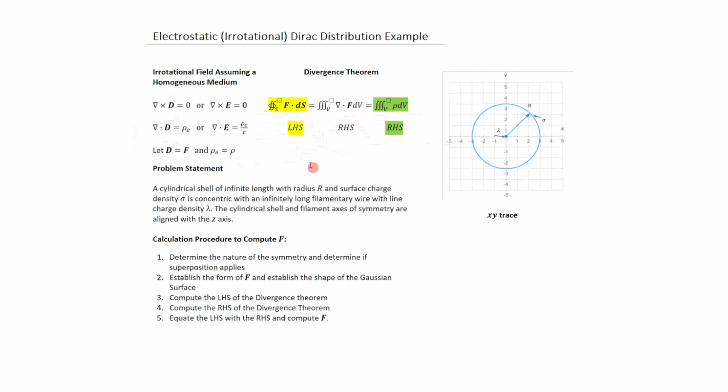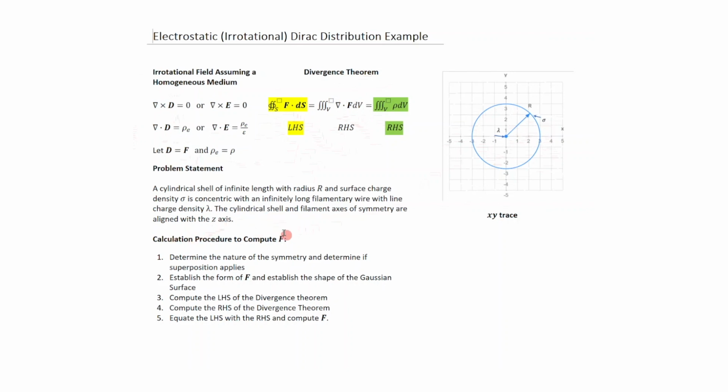So let's look at the problem statement. We have a cylindrical shell of infinite length with radius r, and a surface charge density sigma, concentric with an infinitely long filamentary wire with line charge density lambda. So if you look over on this side, this base is a trace. So effectively this circle that you see is nothing more than a cylinder that projects into the Z and minus Z direction. And its surface charge density, which would be coulombs per meter squared on this exterior cylindrical surface, would be sigma. And this is a filament located at the origin, and its charge density is lambda, which will be a constant. It's basically per unit length in the Z direction. So this is more or less the geometry we're dealing with. And both of these, the shell and the filament, are aligned with the Z-axis.